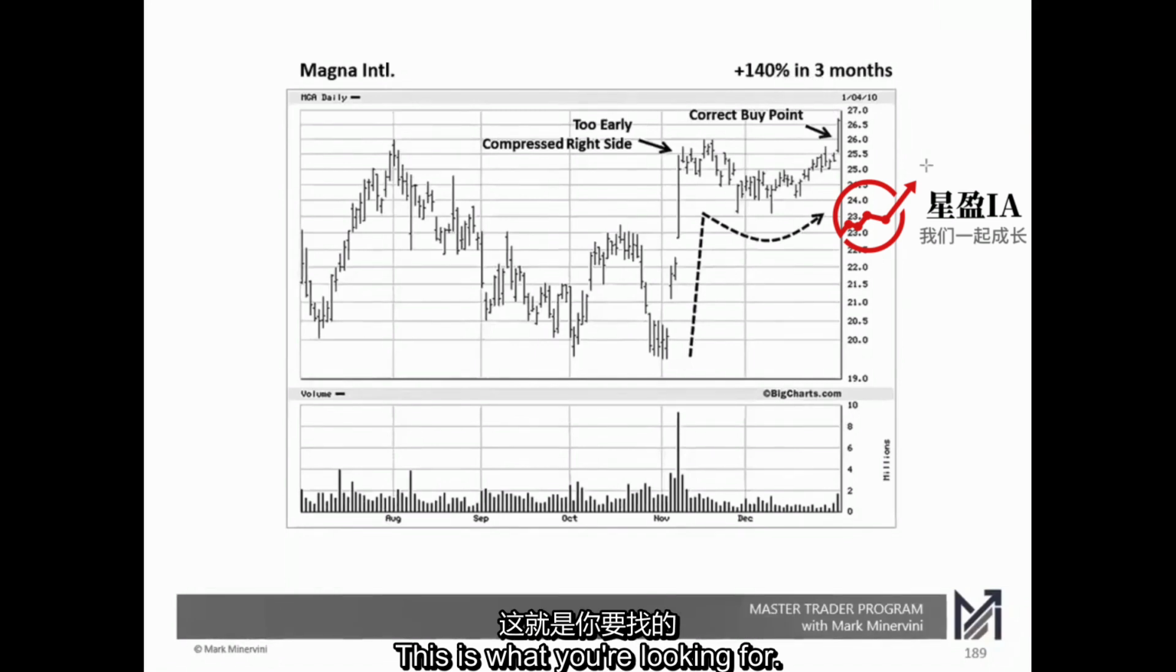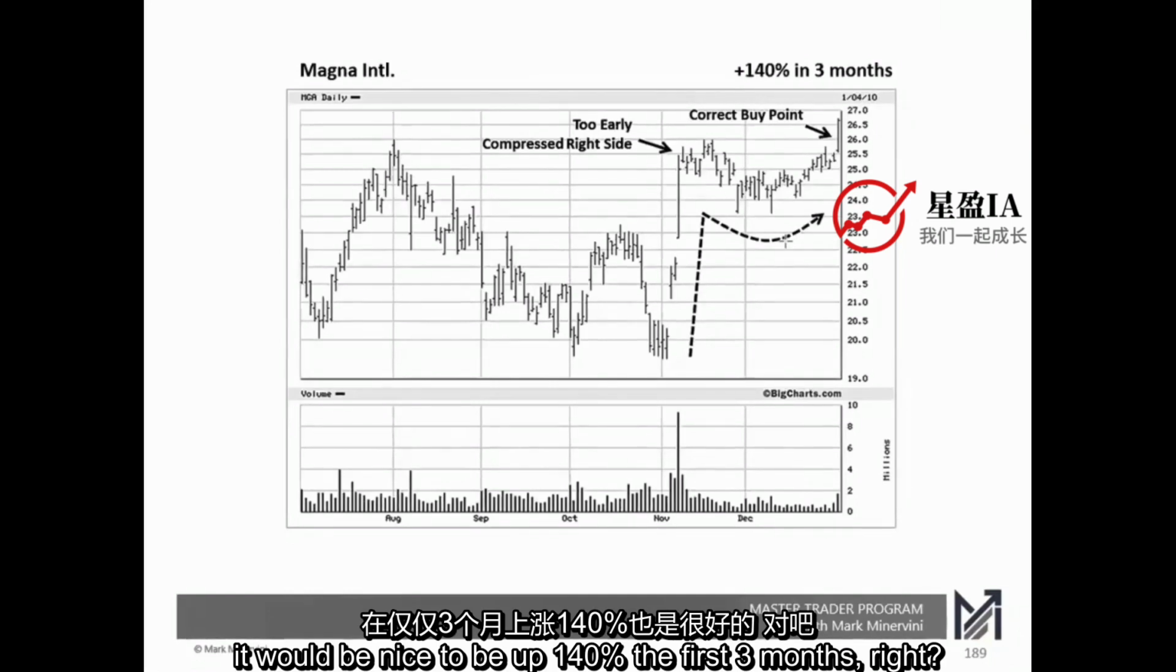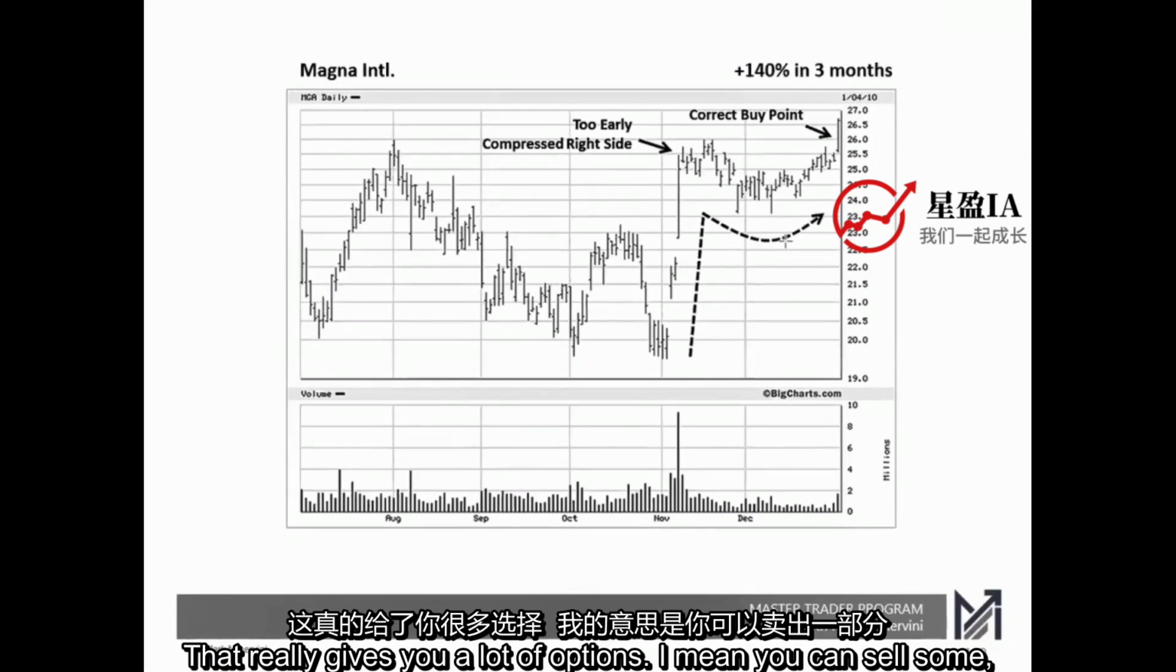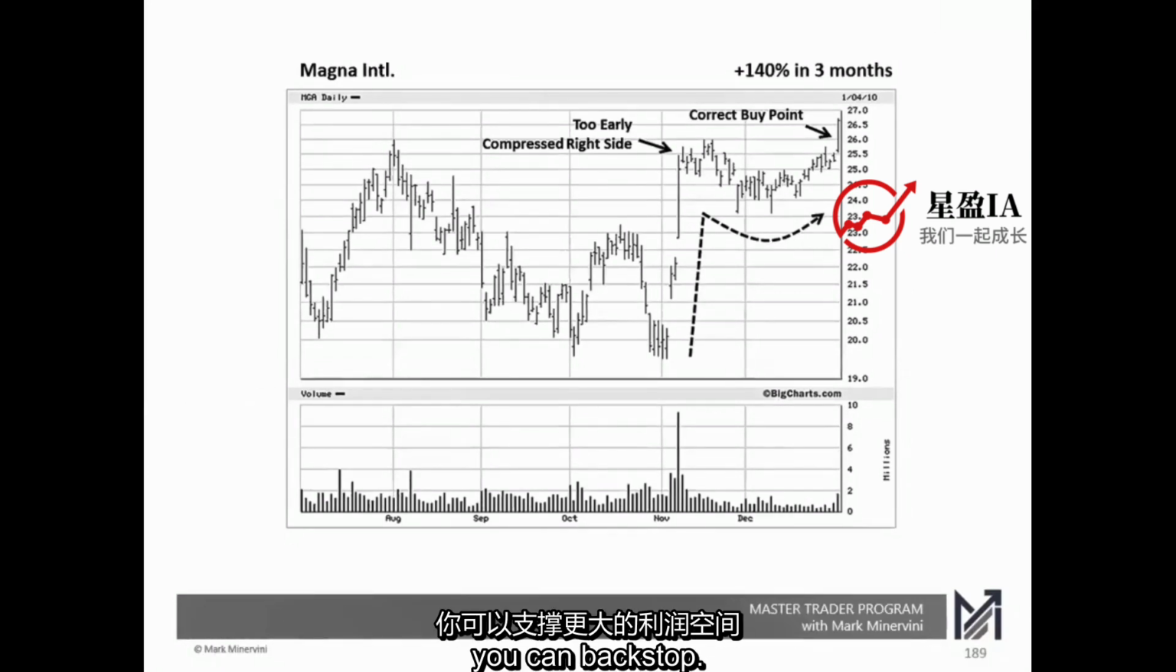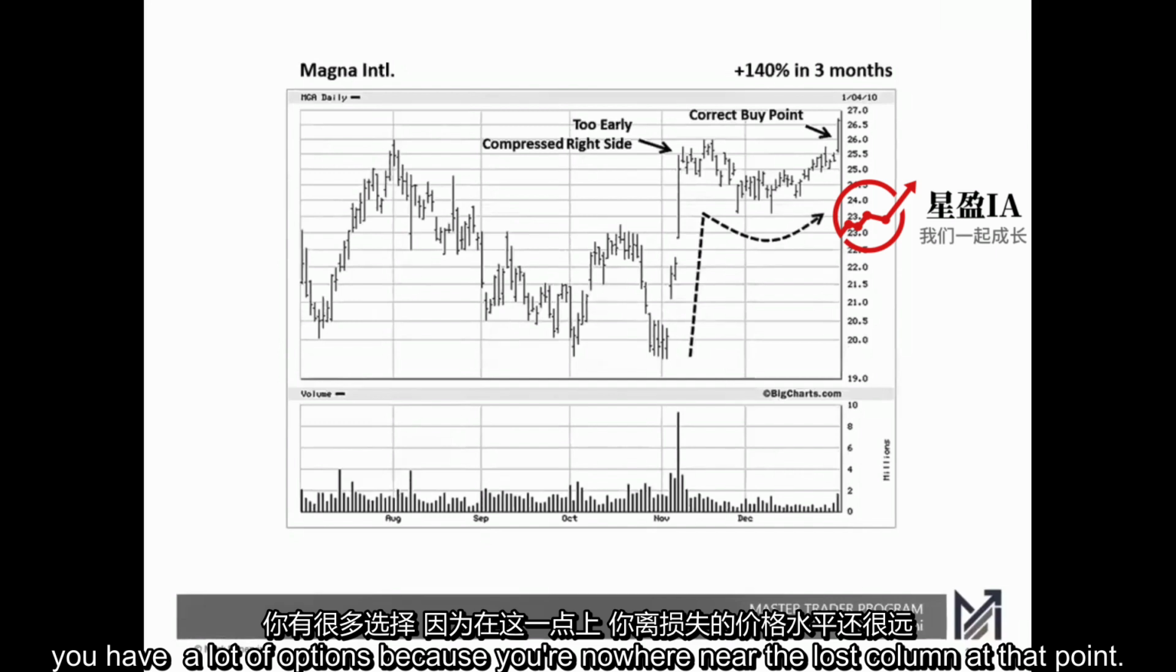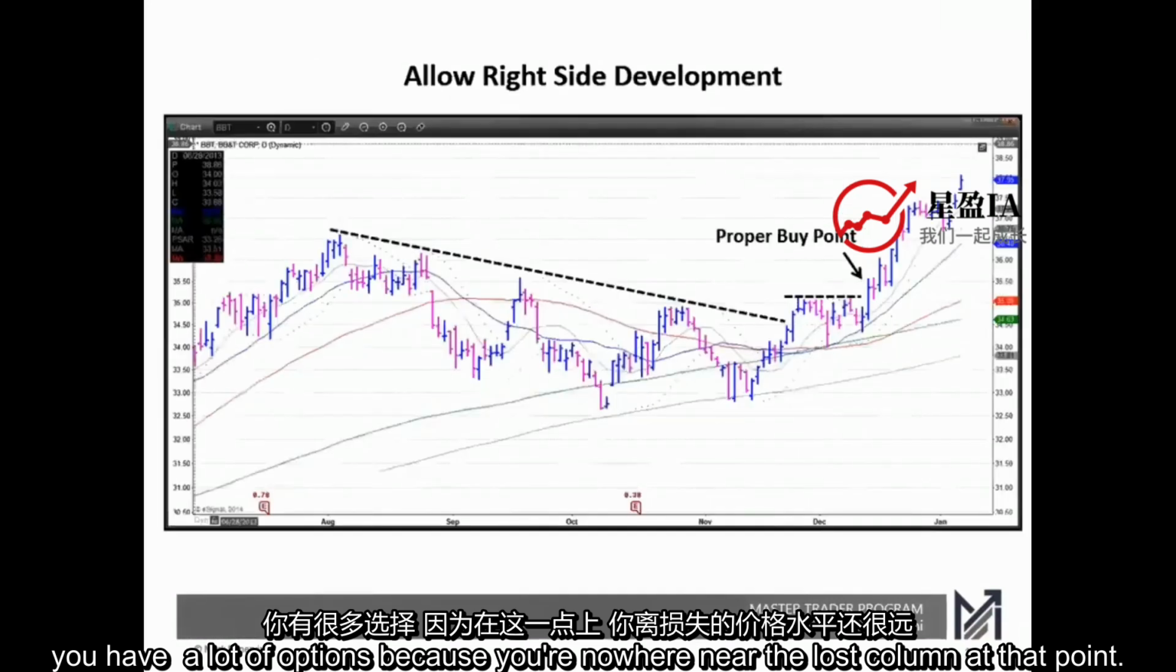This is what you're looking for, and even if you're going to hold for a bigger move, it would be nice to be up 140% in the first 3 months, right? That really gives you a lot of options. I mean, you can sell some, you can backstop, there's all kinds of things you can do once you're up 140%. You have a lot of options because you're nowhere near the loss column at that point.